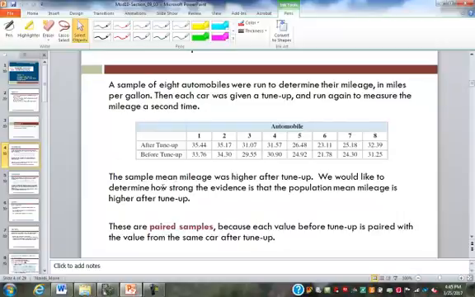So the sample mean mileage was higher after the tune-up, but we would like to determine how strong the evidence is that the population mean mileage is higher after the tune-up. Now, we could have found the mean of each sample, the before and the after, and tested them like we did in section 1 of this chapter. However, that would be inappropriate since it was the same sample used. That method only works if it's independent samples. Since these are not independent samples, it's actually the same sample used twice, it is more appropriate to use a paired sample test.